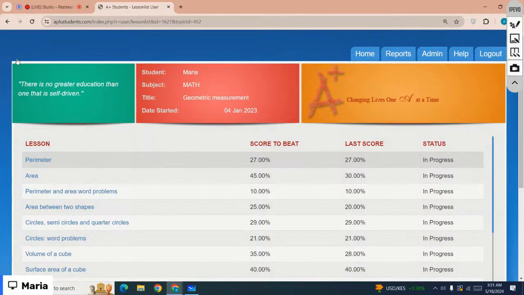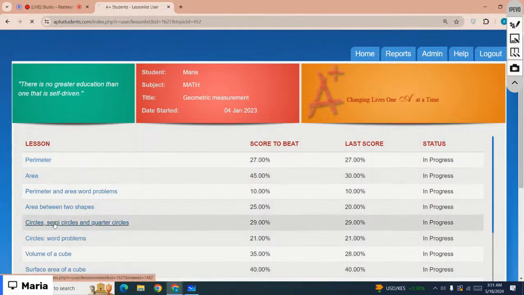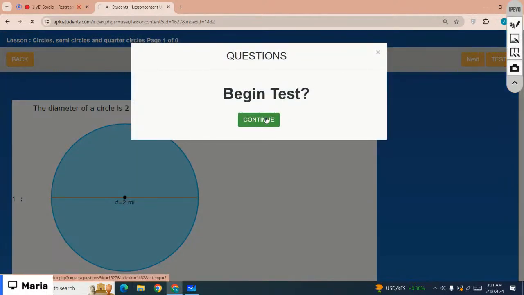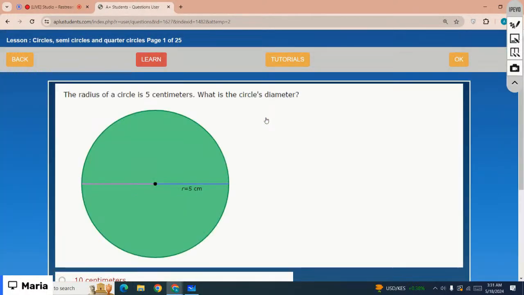The next lesson is circle, semicircle, and quarter circle. Let's just start with the lesson. Let's start with the test questions. You can have a look at tutorial one by yourself, they are already solved.